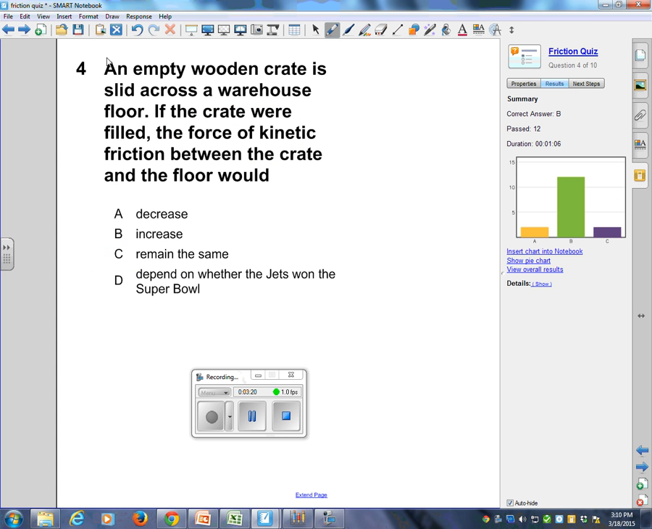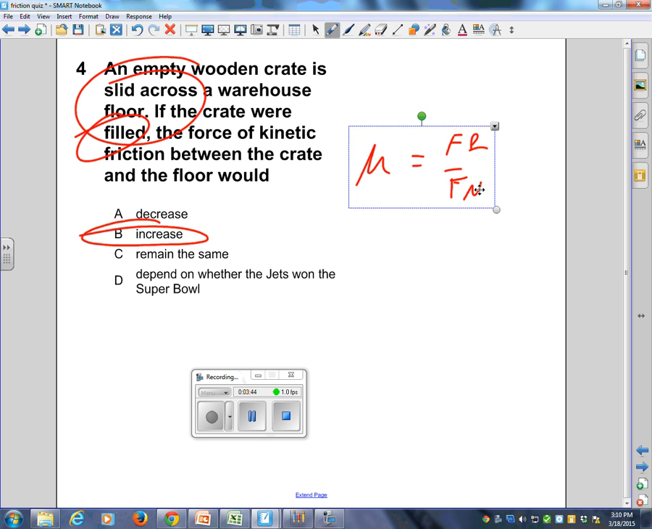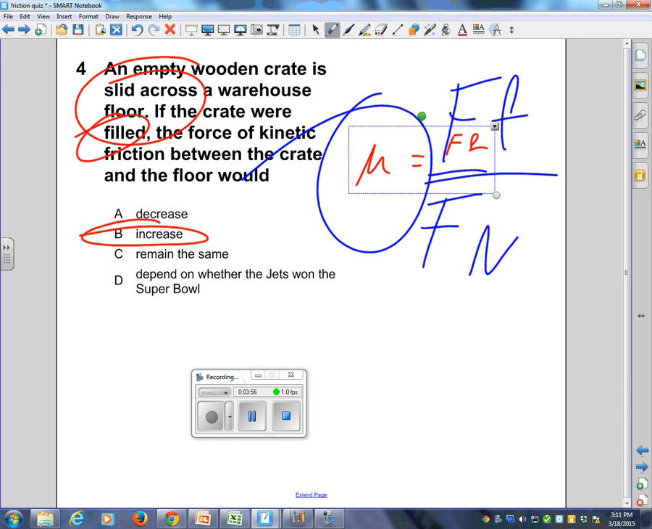An empty wooden crate is slid across the warehouse floor. It's the same one. If the crate were filled, the force of kinetic friction between the crate and the floor. Would the force of friction change? It sure would. It would increase. Why would it increase? Because I filled it. Mu equals FF over Fn. If I fill it, then that means that the Fn becomes bigger. And so the only way for the Fn to get bigger is if the Fw gets bigger. That way the mu value stays the same. The force of friction changes, not the coefficient.